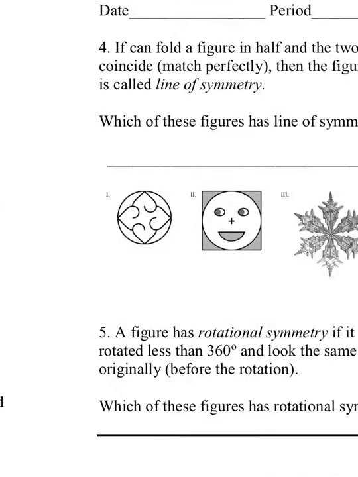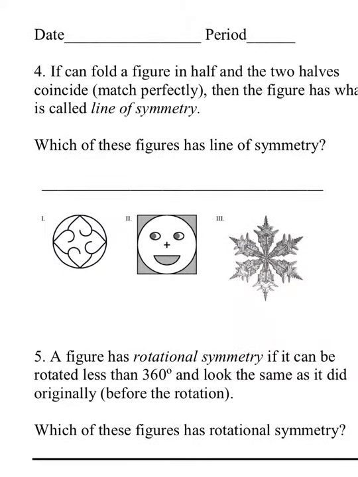Up to number 4. So we talked about these briefly at the beginning of the class. If I can fold the figure in half and the two halves coincide, match perfectly, the figure has what is called line symmetry. So you're trying to see, if I draw a straight line there, will it fold over? So the key here is this is not going to match anything over here. Those lines again.